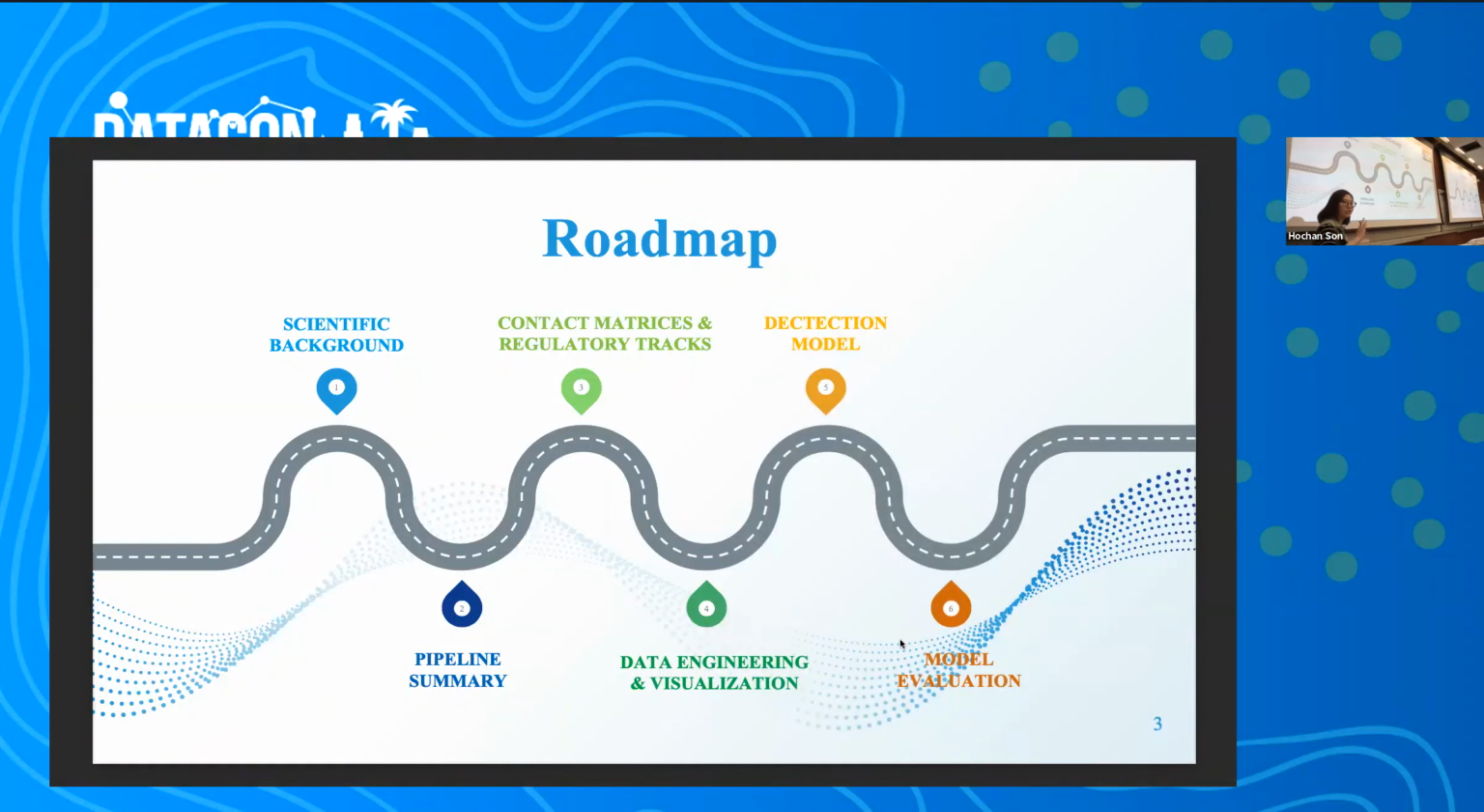So here is a general roadmap of what I will go through today. I will start by introducing some scientific background, and then I will summarize the data pipeline that I process from the raw data set to the target data set, where I can use that to build the features and visualize the relationship between different features. After that, I build a detection model and quickly go through the evaluation performance for those models.